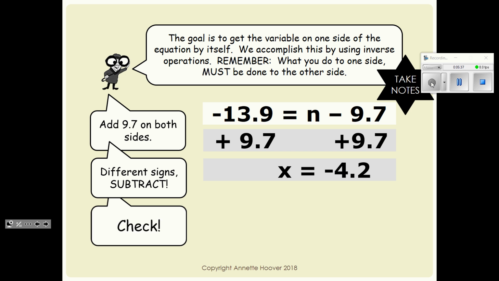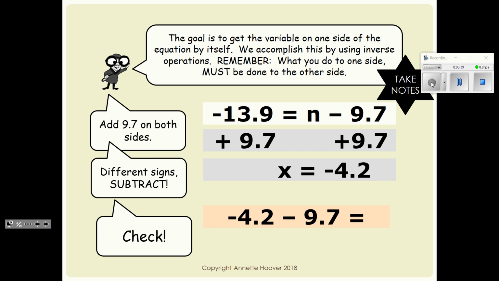We can check by plugging it back in. What is a negative 4 and 2/10 and a negative 9 and 7/10? Remember, if we add the opposite or do our click-click, both are negative. Same signs, add and keep. So we add them together, and that would be a negative 13 and 9/10, which does check.